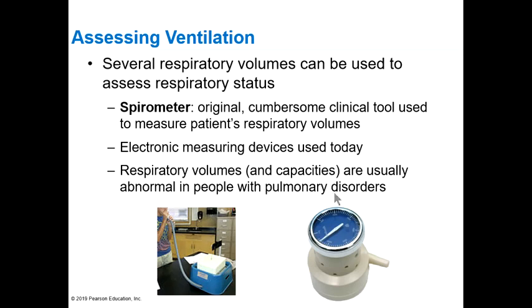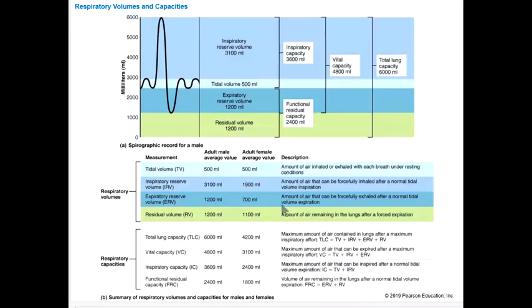So let's look at normal volumes. There's a lot of information here on this graph, so let's go over all of these volumes and numbers, which is really good to know. First off, this is the tidal volume. It's about 500 milliliters, which is half a liter, and that's just the amount of air inhaled and exhaled under a normal breath, under resting conditions. Tidal volume.